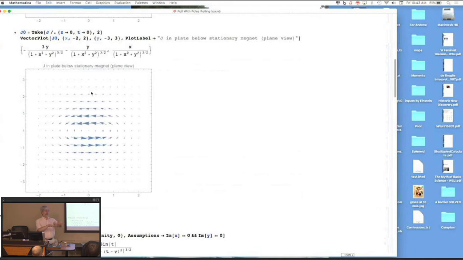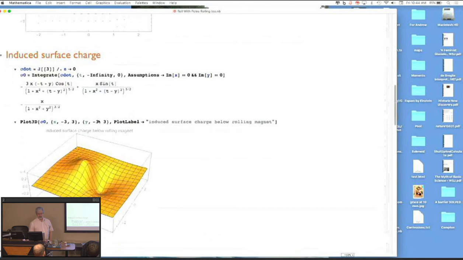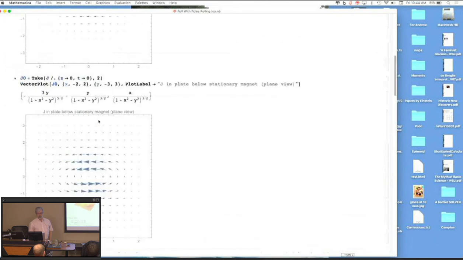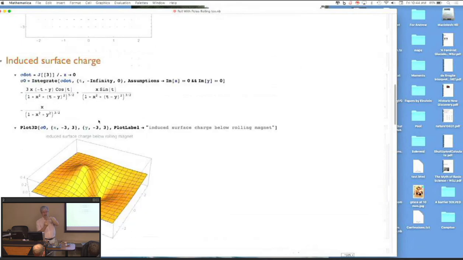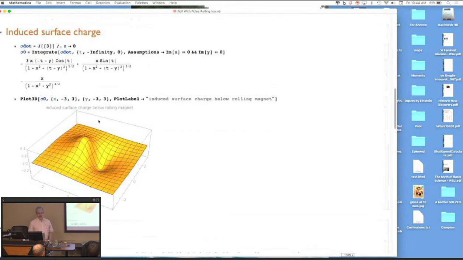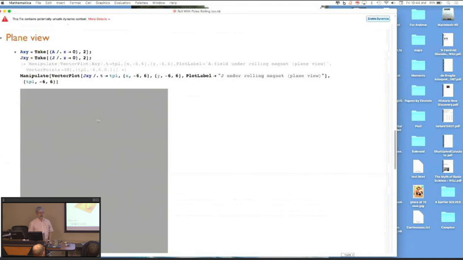So this is now a flat plate, not a V-notch thing. A flat plate is complicated enough, so let's just do a flat plate. You can see the current in the metal plate, below the moving magnet, is flowing around like that. It's a little more complicated because there's actually a component of the current perpendicular to the surface. So charge is building up on the surface of the metal while this thing is moving. And that's what the charge buildup looks like also.